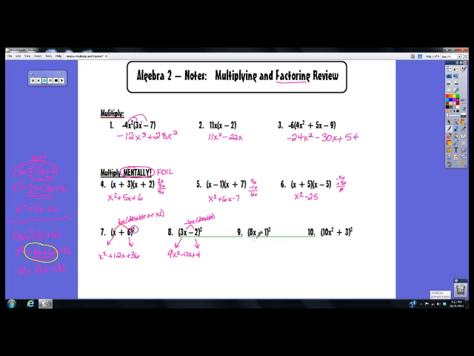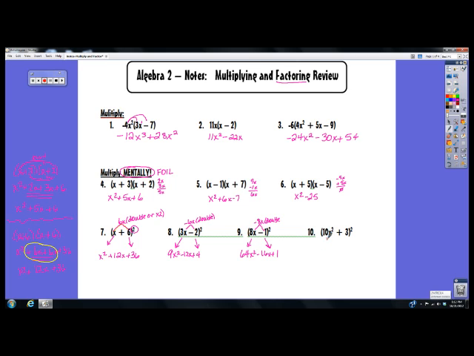Okay, moving right along. 8x, square it. 8x, square that. 64x squared. Alright, how about negative 1 squared? That's positive 1. Alright, multiply those together. That's negative 8x. Alright, double it. Negative 8x doubled is negative 16x.